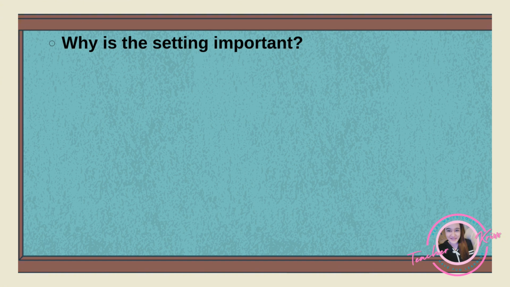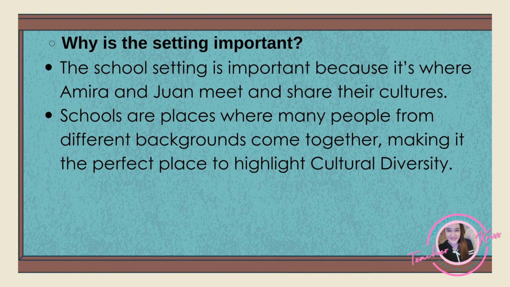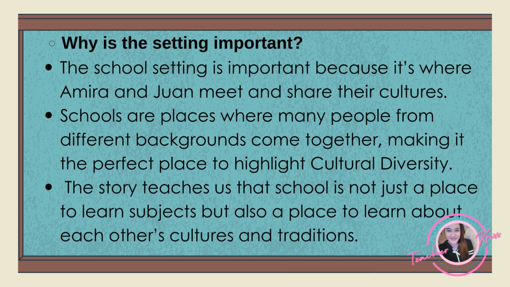Why is the setting important? The school setting is important because it's where Amira and Juan meet and share their cultures. So schools are places where many people from different backgrounds come together, making it the perfect place to highlight cultural diversity. The story teaches us that school is not just a place to learn subjects, but also a place to learn about each other's cultures and traditions.